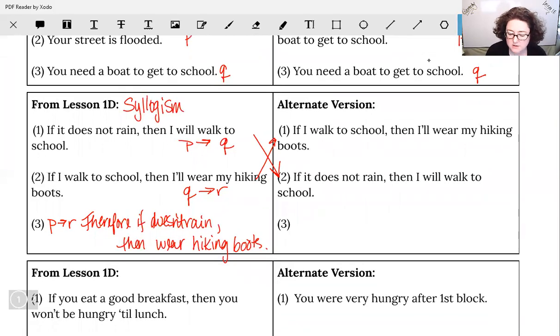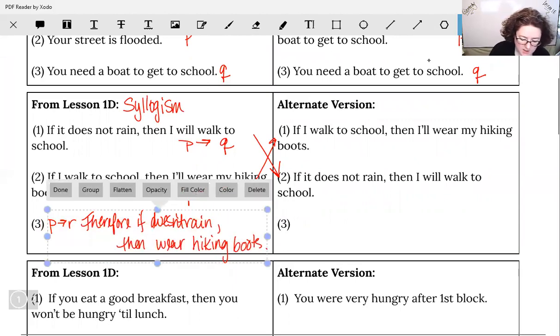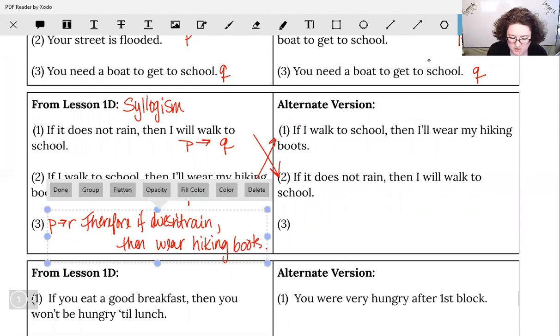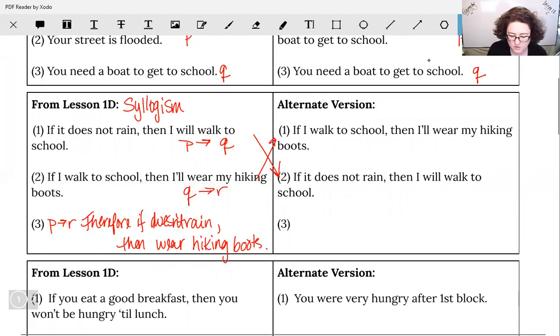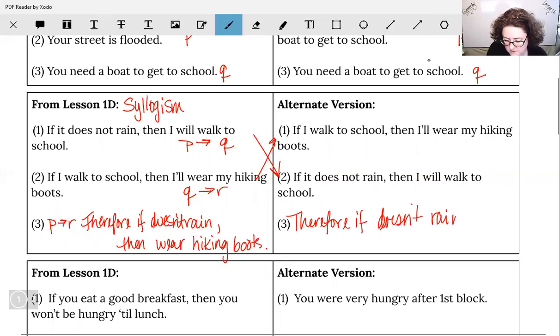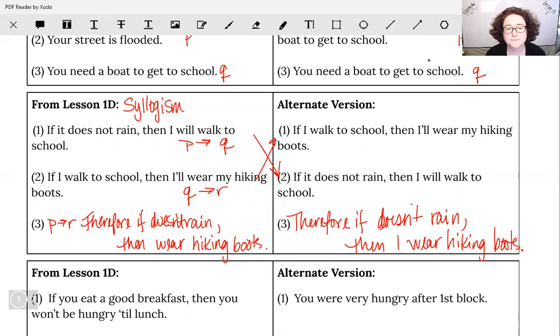So I can actually, using the power of technology, I'm going to take this and I'm going to, actually I don't have a way to copy that, so I'm going to have to just write that out. That's okay. So therefore, let me go back to the pen tool. So therefore, if it doesn't rain, then I'll wear my hiking boots. So again, all we did is read those two first sentences in the other order.